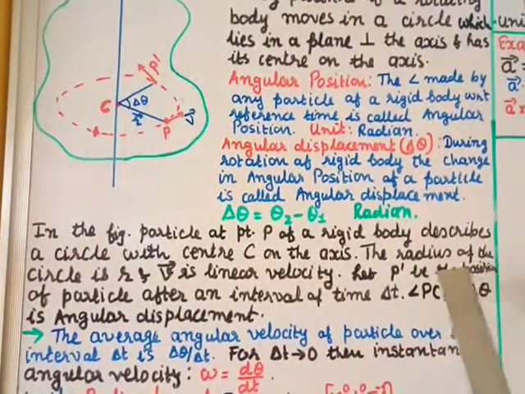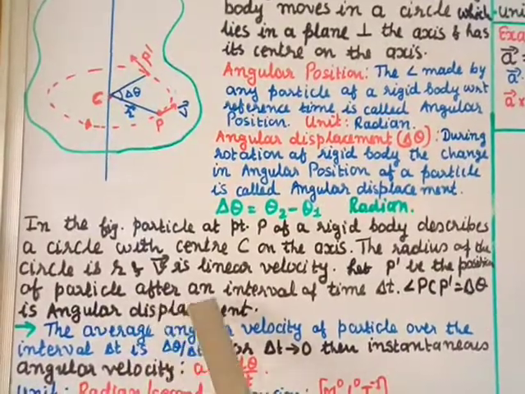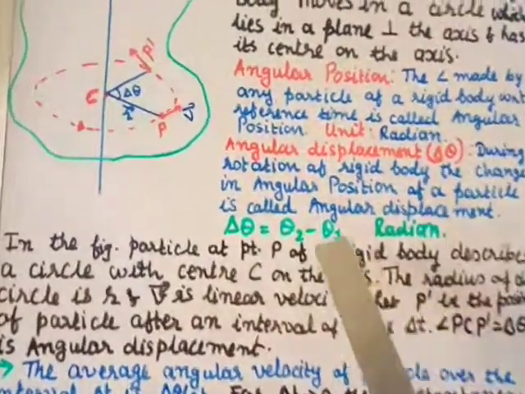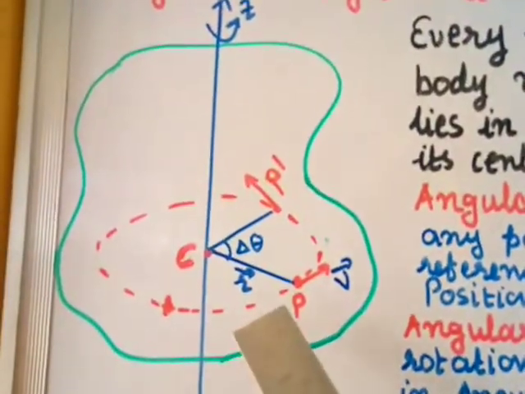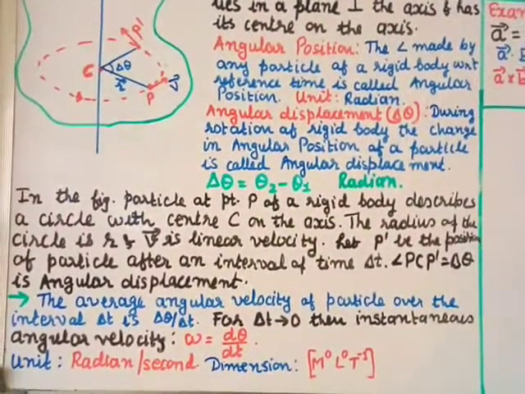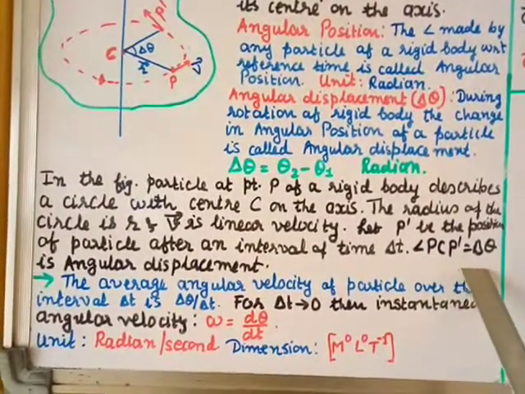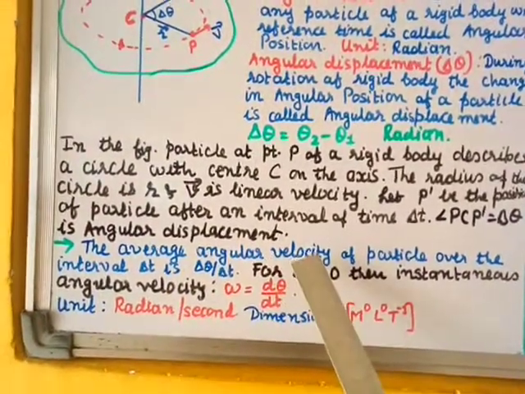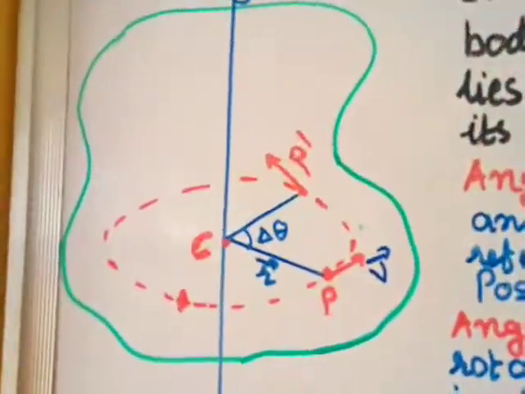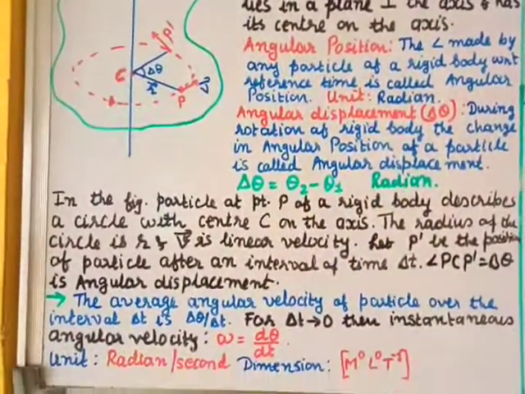Let P dash be the position of the particle after an interval of time delta t. After some time delta t, the point P is moving and reaching here, P dash. That is the final position after time delta t. Angle P C P dash equals delta theta, which is the angular displacement, as I told you when I defined angular displacement.